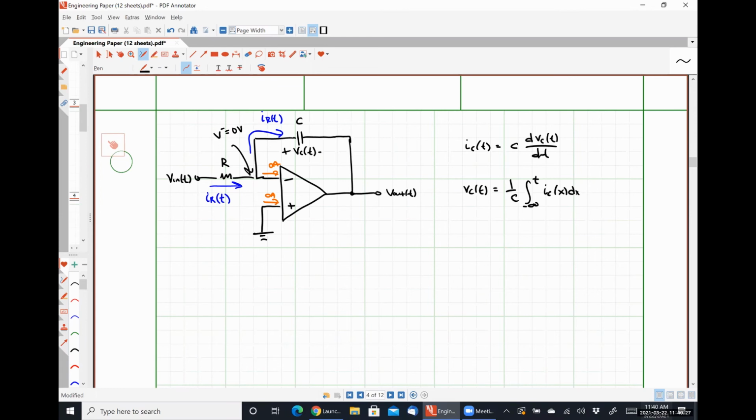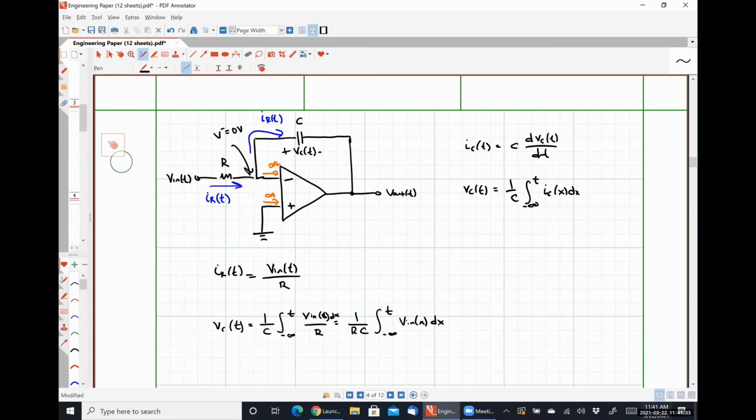All right, so IR of t is going to be equal to Vin divided by R, which means VC of t is equal to 1 over C times the integral from negative infinity to t of Vin divided by R, which is 1 over RC times the integral from negative infinity to t of Vin(x) dx, where x is just a dummy variable for time.